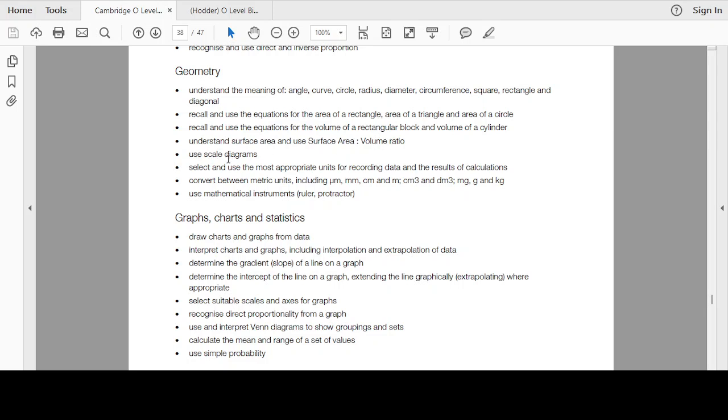Using scale diagrams, select and use the most appropriate units for recording data and the results of calculation. So that's something done. Converting between metric units, including micrometer, millimeter, centimeter, meter, centimeter cube, decimeter cube, milligram, gram, and kilogram. And using mathematical instruments such as a ruler or a protractor.